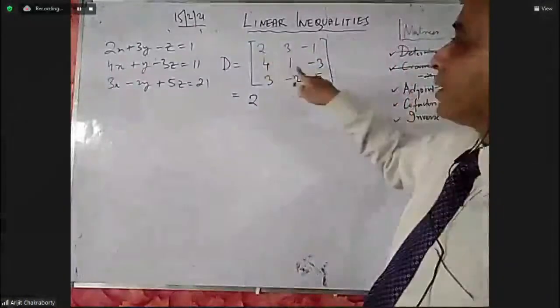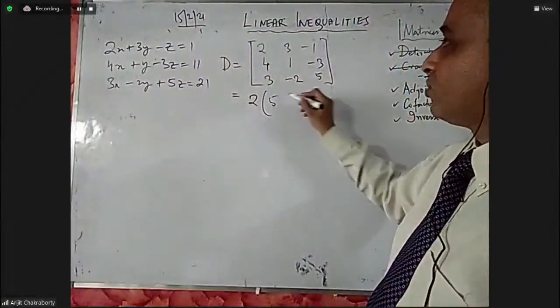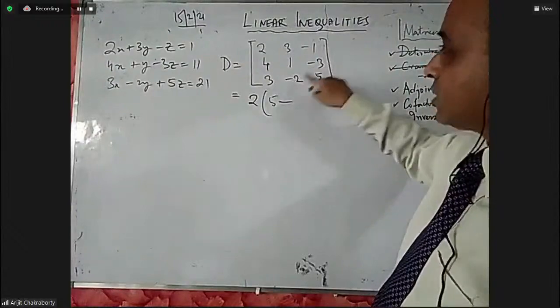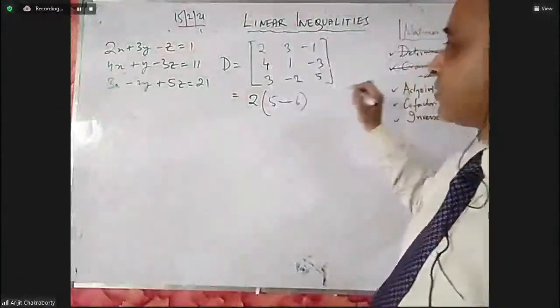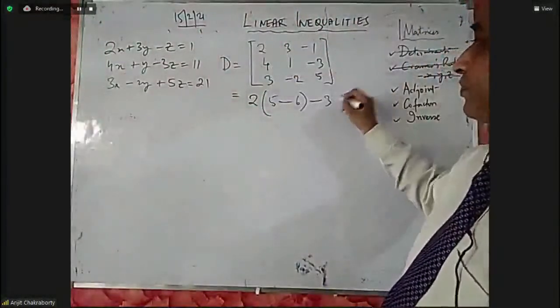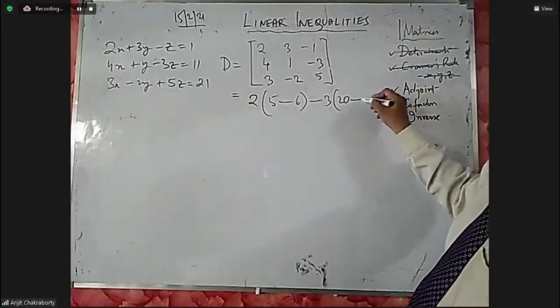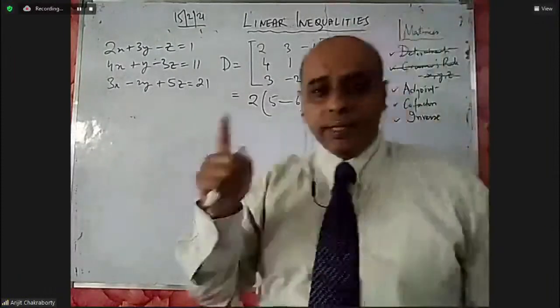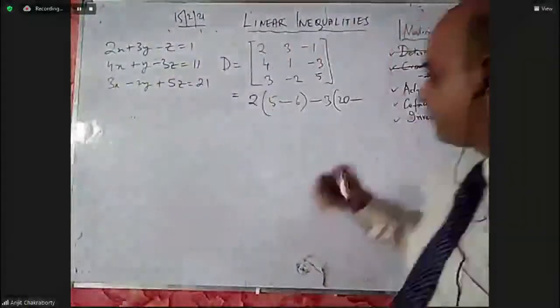So I'll take 2, and I will take 1 into 5, 5, minus 2 into minus 3. Minus 2 into minus 3 is 6. So 5 minus 6. Minus 3 into 4 into 5, that is 20. Minus 3 into minus 3. 3 into minus 3 is minus 9. Minus of minus 9, so it becomes plus 9.